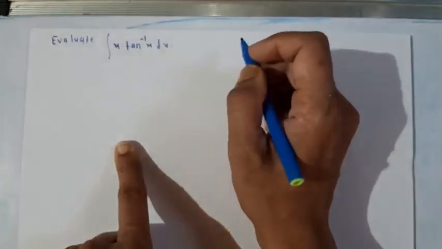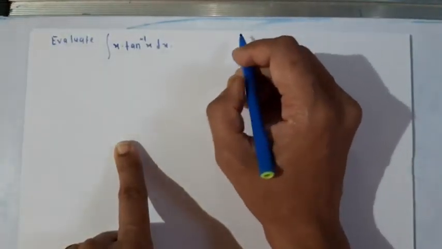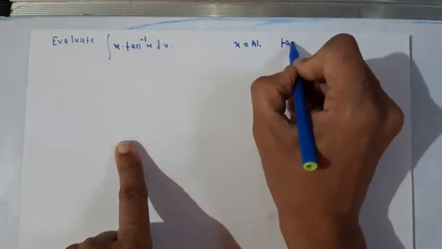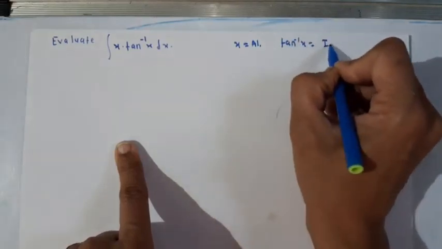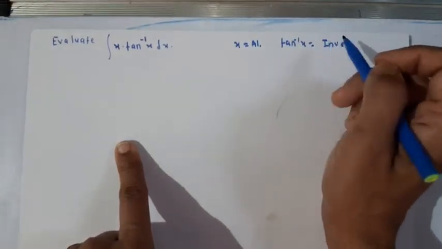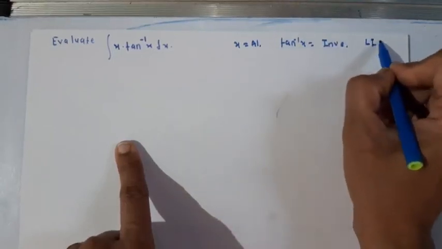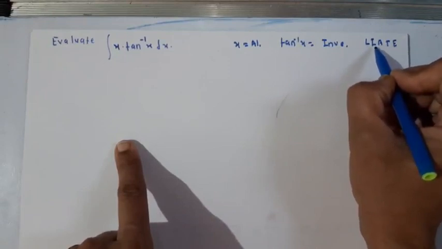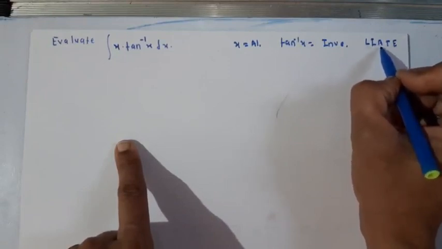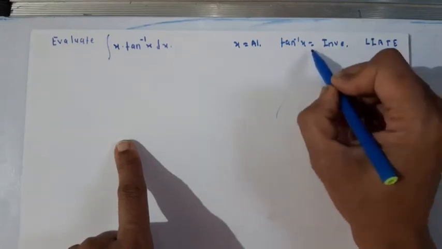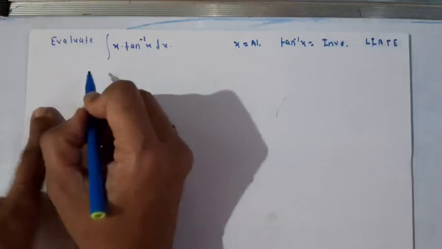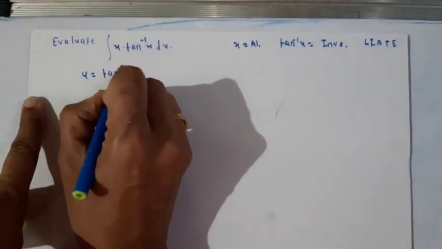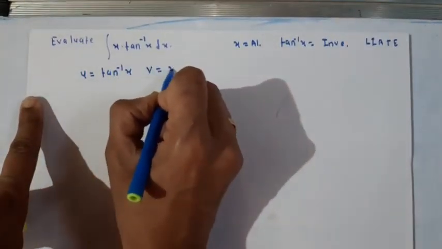Okay, so here according to LIATE rule, x is the algebraic function and tan inverse of x is the inverse trigonometric function. So in LIATE rule, the inverse function has the second position and algebraic function has third position, and that's why here the inverse trigonometric function, that means tan inverse of x, is the u function. Therefore u equal to tan inverse of x and v equal to x.